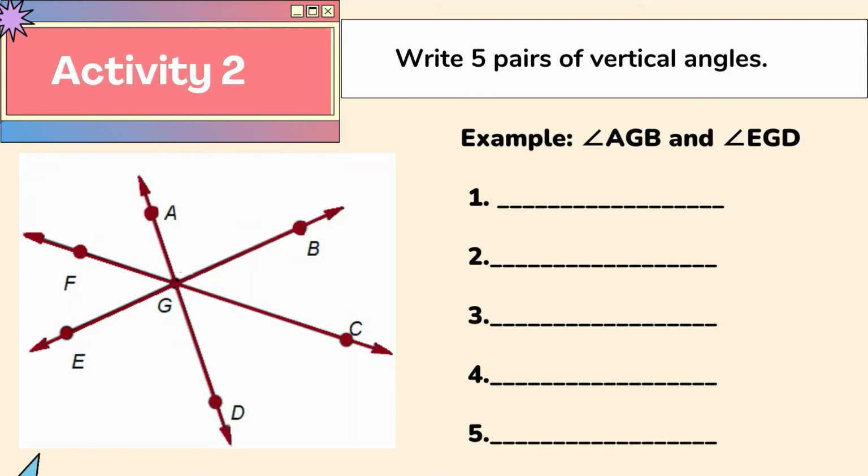Next activity for another 60 seconds. Write 5 pairs of vertical angles. Example, angle AGB and angle EGD are vertical angles.